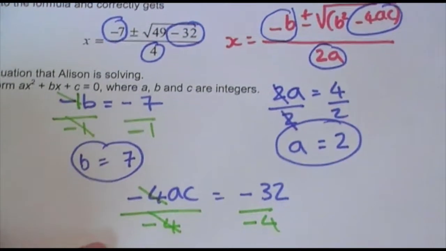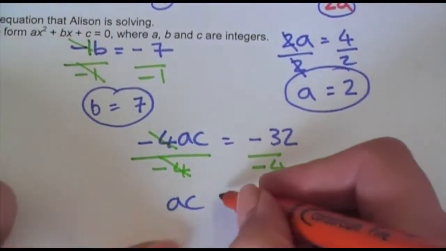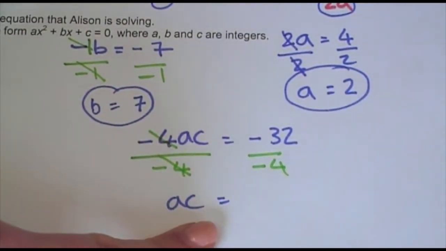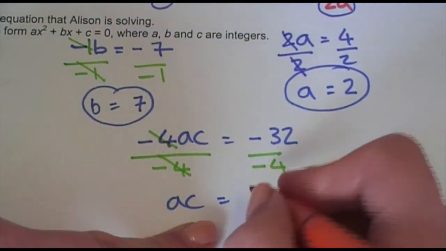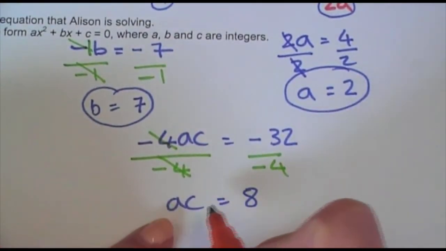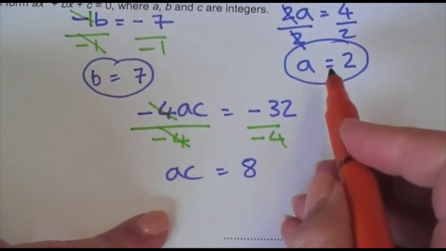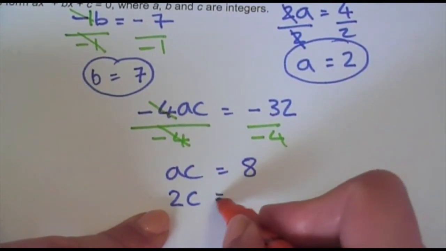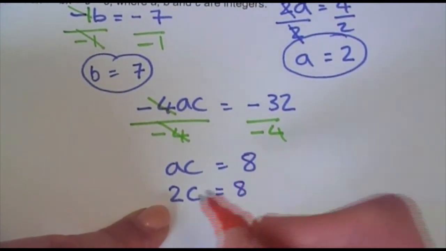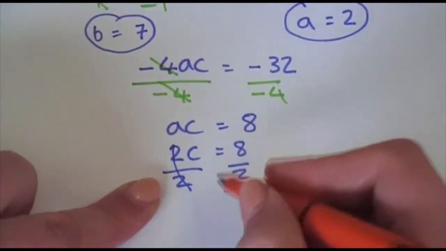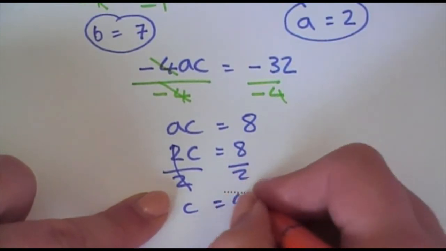So my negative 4s have gone. Now I'm left with ac, so a times c, is equal to negative 32 divided by negative 4. So there's two negatives, which means there's a positive, and 32 divided by 4 is 8. So I know that a times c was equal to 8. Now I've already found what a is. a is 2. So in fact, I know that 2 lots of c is equal to 8. And therefore I can solve for c by dividing by 2 on both sides. That means I end up with c equals 4.